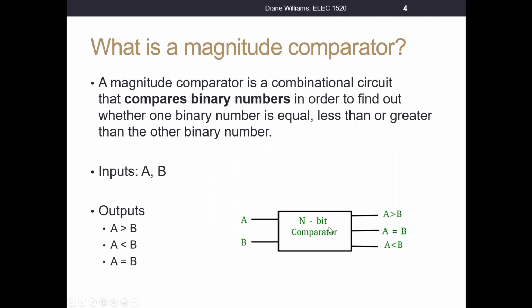And you can see then that the circuit will generate three different outputs. It'll generate a 1 when A is greater than B, a 1 when A is equal to B, and a 1 when A is less than B. And none of these three can occur at the same time. When A is greater than B, it's not equal to B, and it's not less than B.